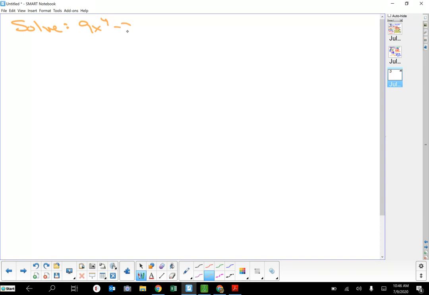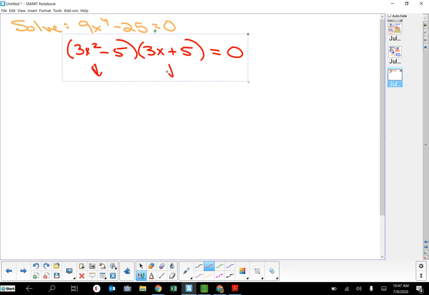9x to the 4th minus 25 equals 0. Now, I'm hoping by now you've done enough difference of squares that you're going to recognize this as a difference of squares. I'm not going to go over how to factor that. You should know by now. So this is going to factor into 3x squared minus 5 and 3x squared plus 5 equals 0. Set each factor equal to 0. I forgot a squared up there.